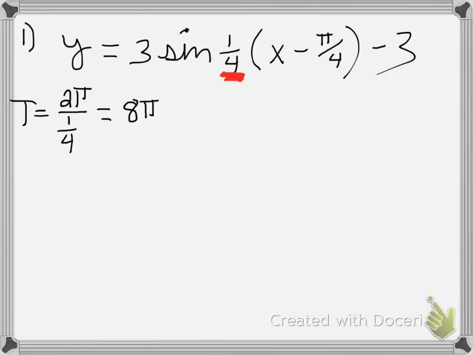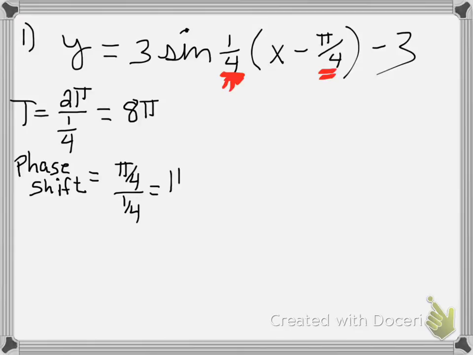Now, the next thing we might want to find would be the phase shift. In other words, how far it slid left or right. And that equals this constant inside the parentheses divided by this one outside. So in this case, it's going to be pi over 4 divided by 1/4, and that gives us a phase shift of pi. So our period is 8 pi, and our phase shift is a positive pi.